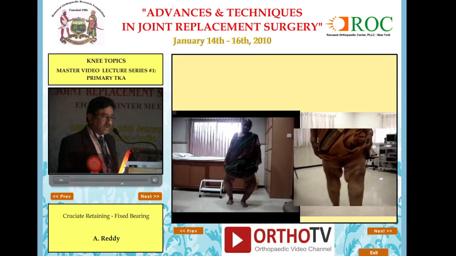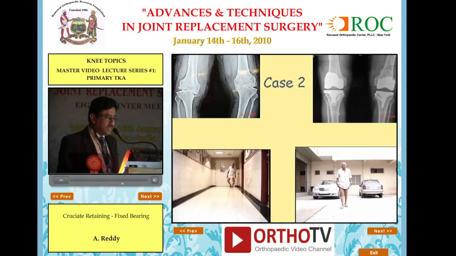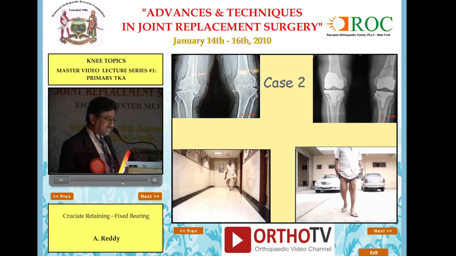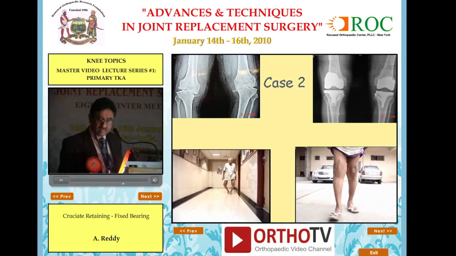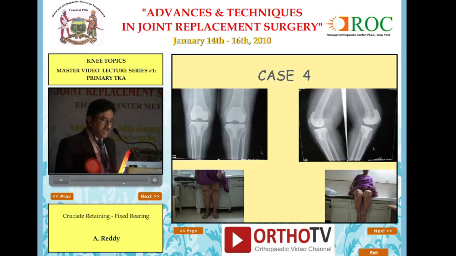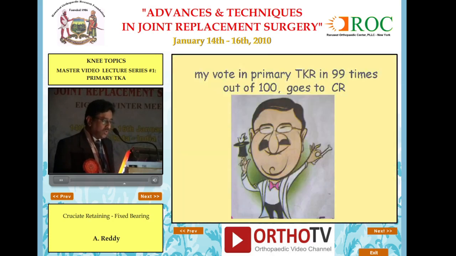And in fact, Ashok Rajgopal is not there in this audience. He would have watched for that. He would do cruciate retaining knee even in gross deformities like that. All of them are cruciate retaining knees. And again, another deformity. As I said, cruciate need not be normal to preserve it. That is the philosophy with which we go ahead with that. So my vote in primary total knee replacement in 99 out of 100 is cruciate retaining knee.